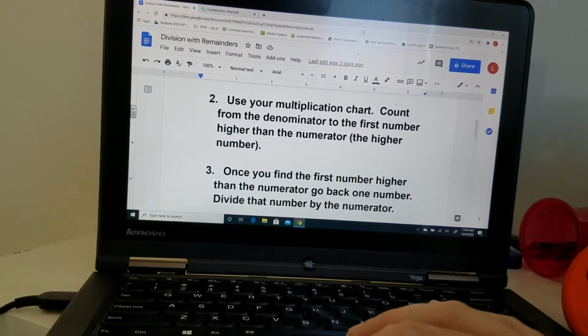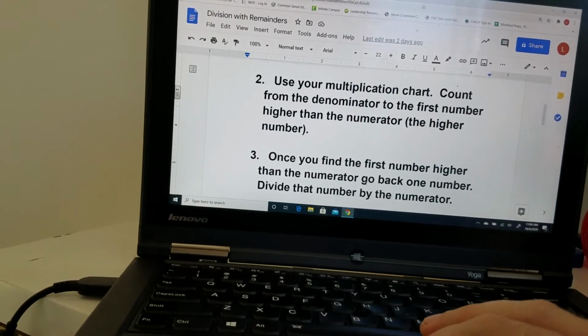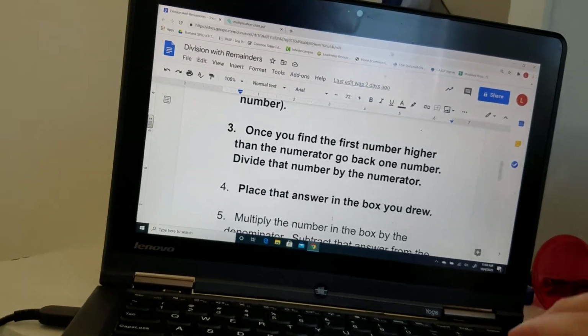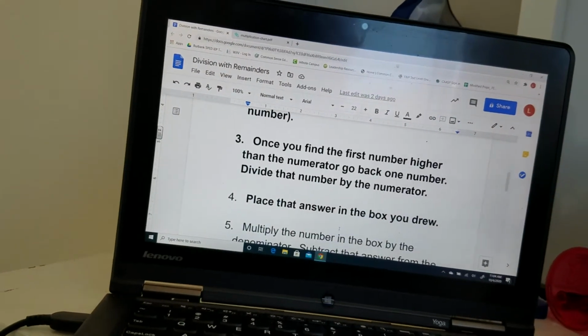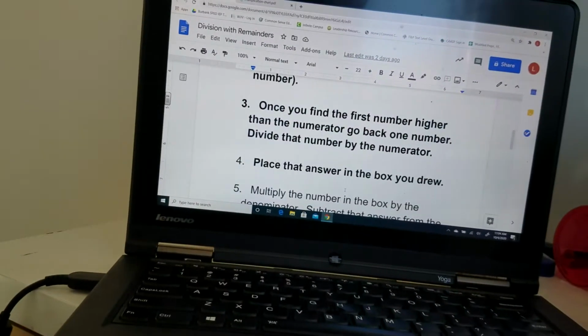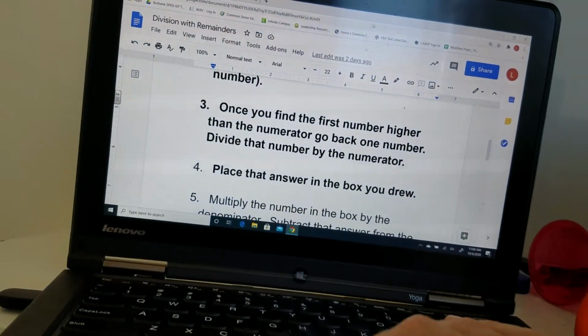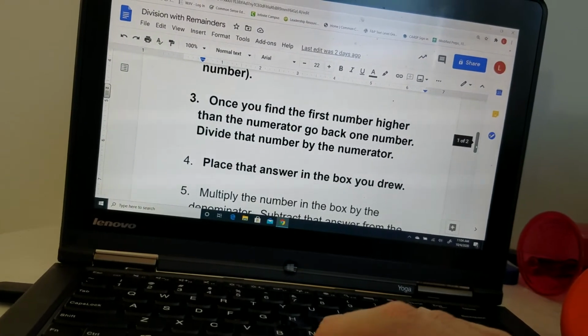So now, let's go back to step 3. Once you find the first number higher than the numerator, go back one number, divide that number by the numerator, which we have done. We know that 18 divided by 9 equals 2, so we've got that so far. So now, place that answer in the box you drew. Excellent. We have gotten 4 steps in.